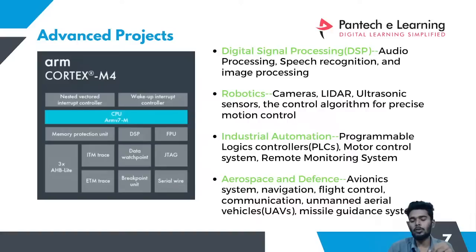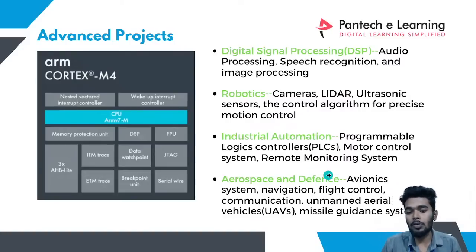And when we come to robotics, you can interface cameras, lidars, ultrasonic sensors, and the control algorithm for precise motion control in robotics applications. When you come to industrial automation, programmable logic controllers, motor control systems, and remote monitoring systems are also used in industrial automation. So the controller is used for these functions.